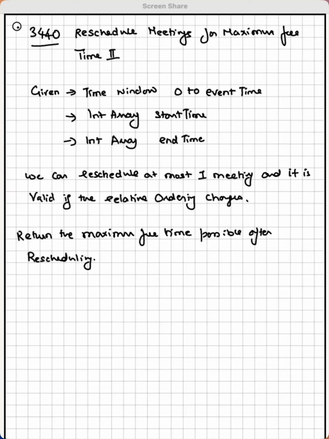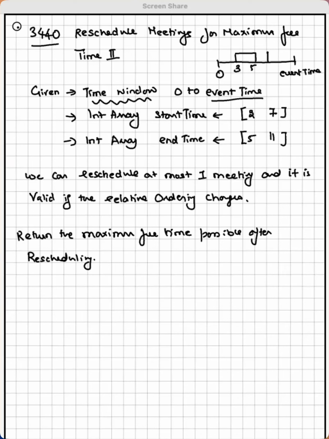In this problem we are given a time window, which is going to start from 0 and go up till eventTime, which is an integer value that they've given to us. Apart from that, we are given two integer arrays, the start time and the end time. So let's say if our meeting starts at 3 and ends at 5, I can represent it like this. And let's say another one starts at 7 and ends at 11, then I can represent it like this.